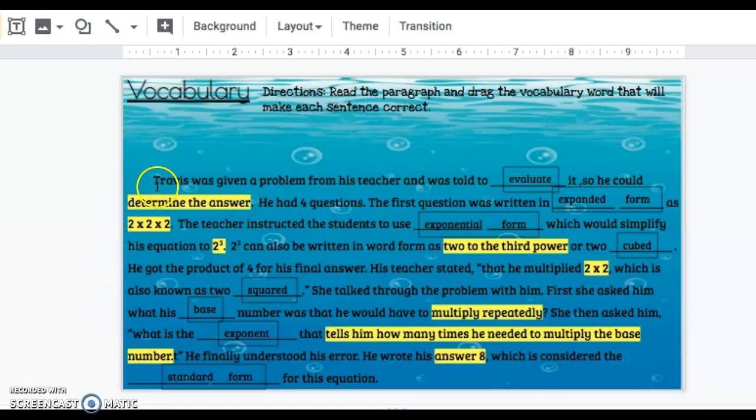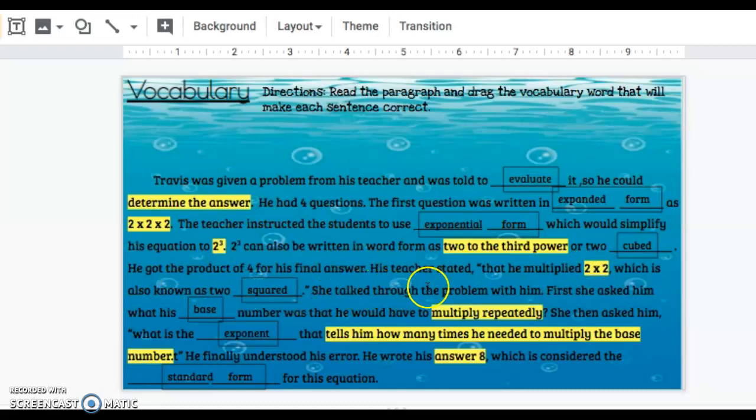Okay, so if I were to read this paragraph again, it says Travis was given a problem from his teacher and was told to evaluate it so he could determine the answer. He had 4 questions. The first question was written in expanded form as 2 times 2 times 2. The teacher instructed the students to use exponential form, which would simplify his equation to 2 to the third power. 2 to the third power can also be written in word form as 2 to the third power or 2 cubed. He got the product of 4 for his final answer. His teacher stated that he multiplied 2 times 2, which is also known as 2 squared.